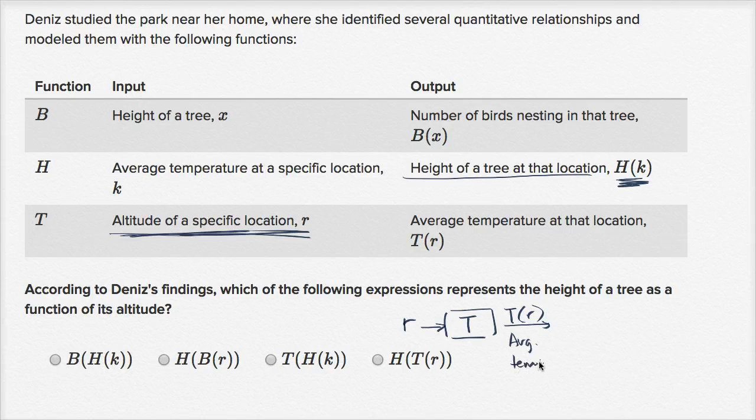And then if we take the average temperature at that location and input it into function h, we are going to get the height of a tree at that location. So we're going to get h of t of r, which is going to be the height of the tree at that location. And so there you have it. H of t of r. You start with r, altitude, a specific location, input into function t. T is going to spit out the average temperature at that location. You input that into h, it's going to get the height of the tree at that location. So h of t of r is this choice right over there.